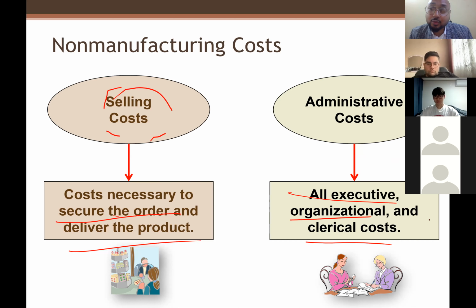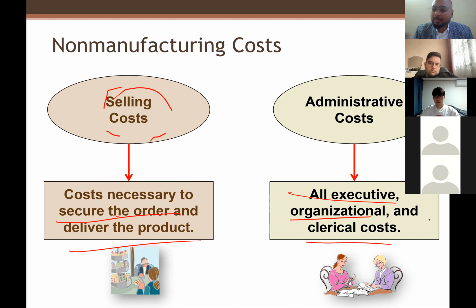But cost of supervisor of what? Who are supervising the production? This is not administrative cost. That is manufacturing overhead, okay? Indirect cost. Because that has to do with the product, with making the product, manufacturing, right?